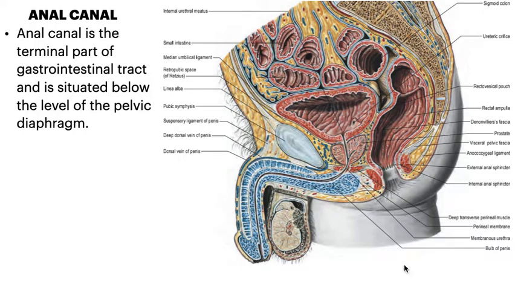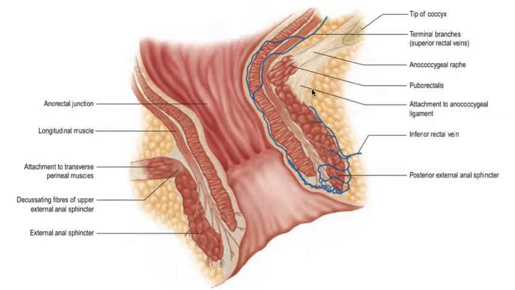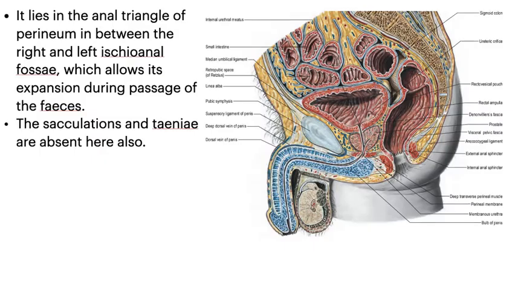Anal canal is the terminal part of the gastrointestinal tract situated below the level of the pelvic diaphragm. Here, this is the anal canal. It is basically lying in the anal triangle of the perineum between the right and the left ischioanal fossae, which is allowing its expansion during the passage of the feces.